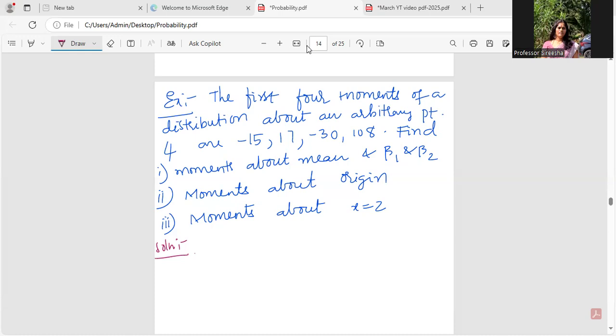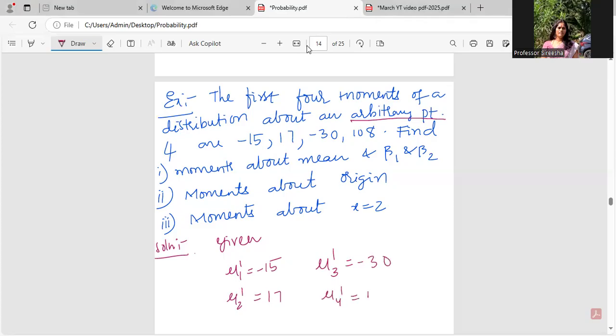Now you're being given 4 moments about an arbitrary point A. I'll denote these moments with mu1 prime, mu2 prime, mu3 prime, and mu4 prime. Obviously, if moments about the mean were given, the first moment would be 0, so it would be mu1 with no prime. But here mu1 prime is given, which is minus 1.5. mu2 prime is 17, mu3 prime is minus 30, and mu4 prime is 108.